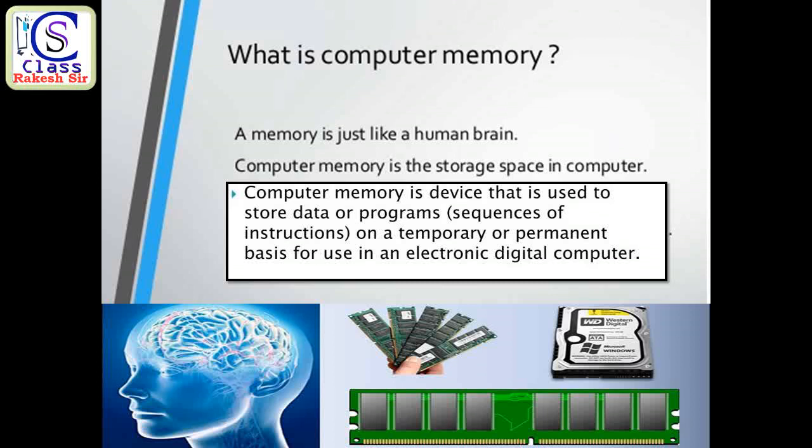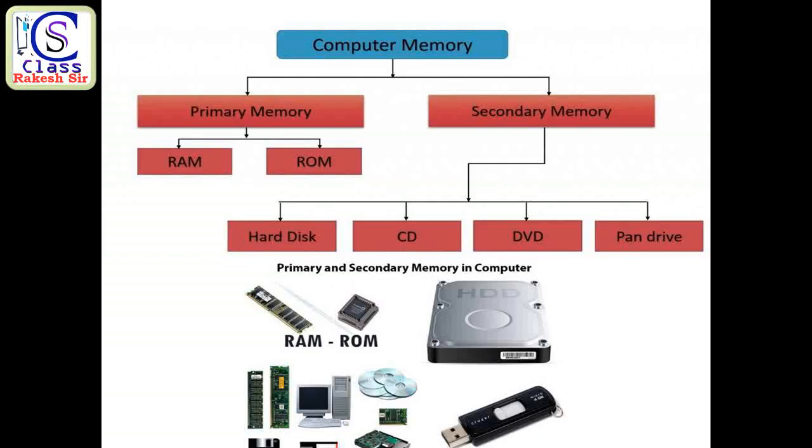Computer memory is a device that is used to store data or programs on a temporary or permanent basis for usage in the electronic digital computer. It means that in a computer system, all the information, all the instructions, all the programs are stored in our memories for future usage. And as you know, there are many different types of memory. So now I'm going to explain the different types of memory.